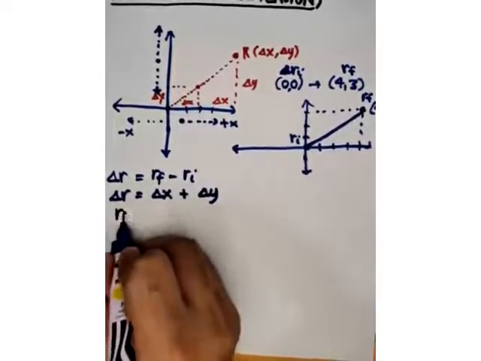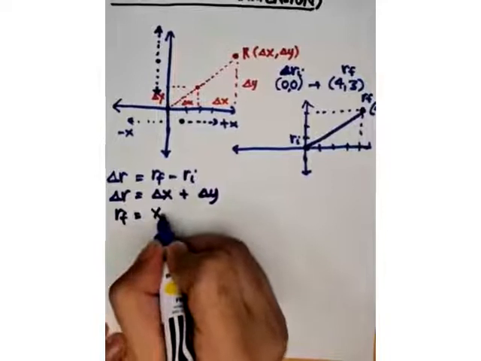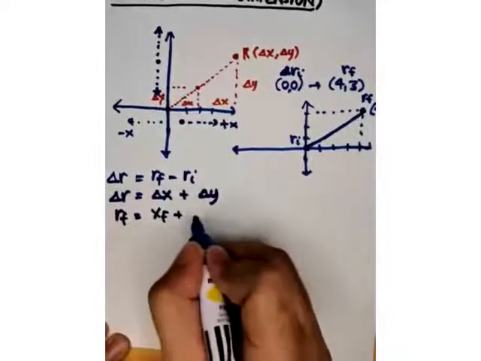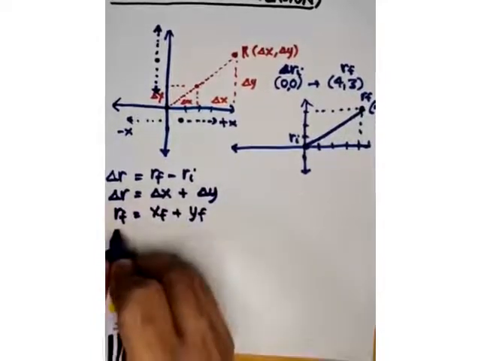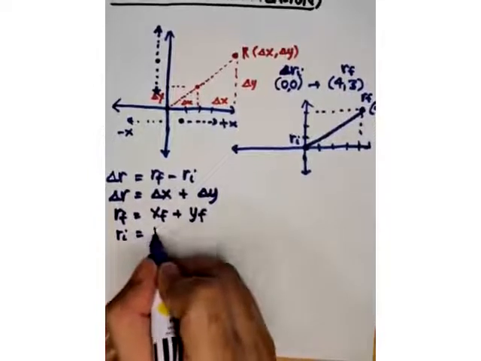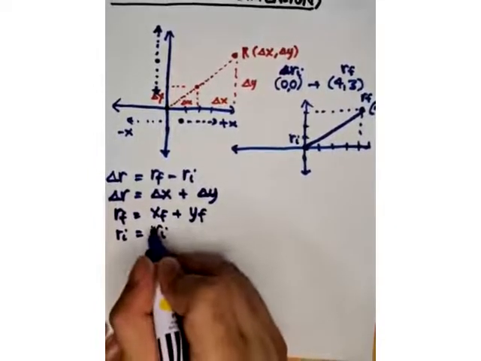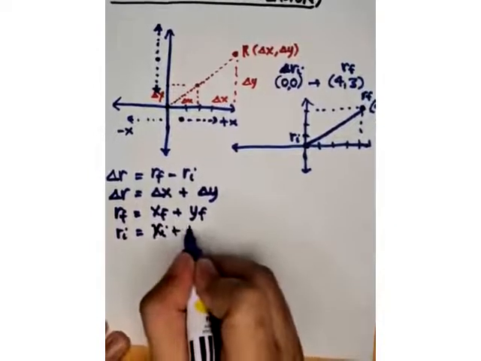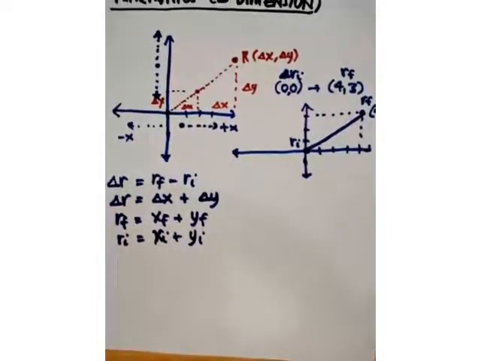Or yung r final natin will have x final plus y final. At yung r initial natin will be x initial plus y initial. So x initial at saka y initial.